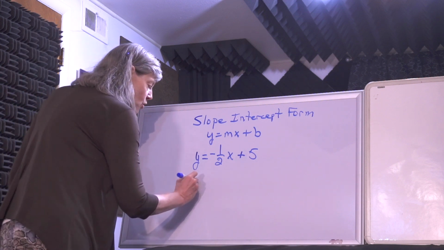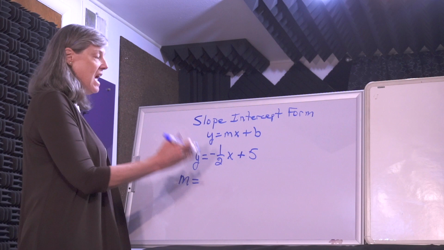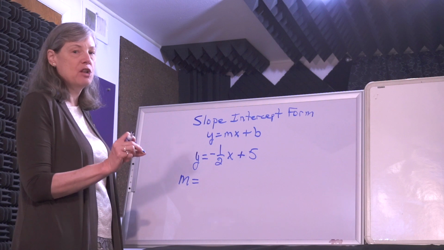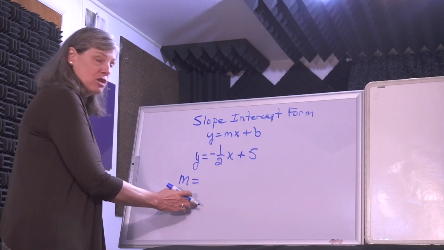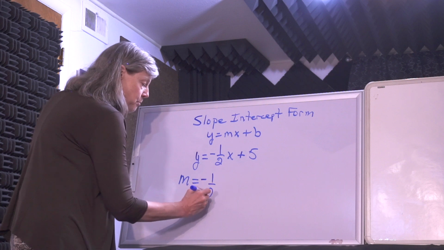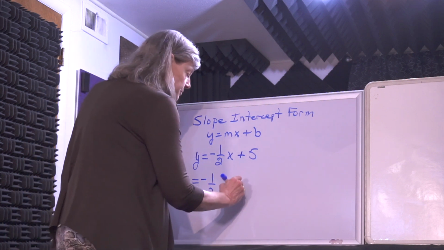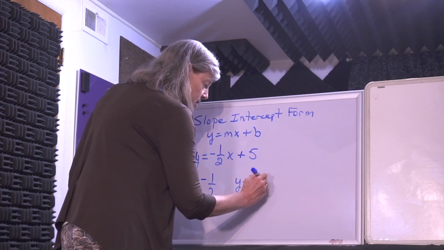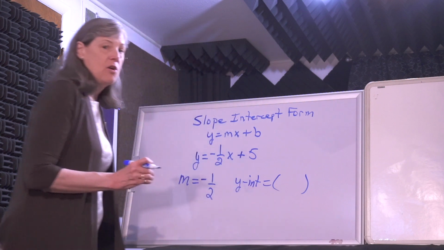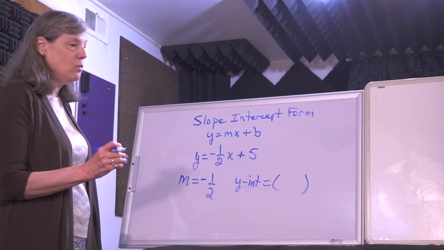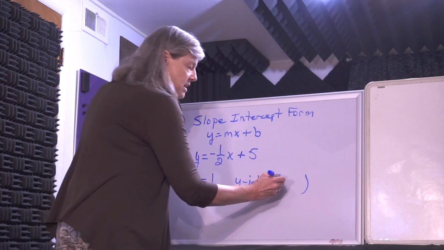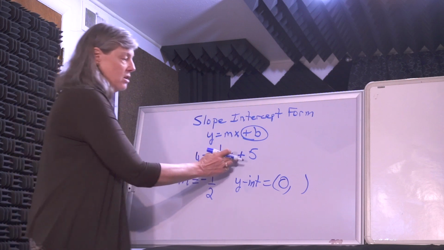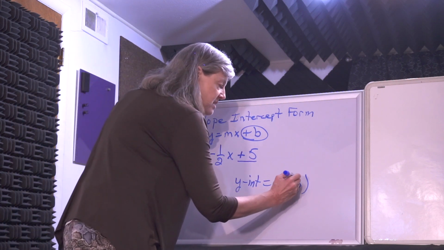So, slope, always with the letter m, is everything that is in front of the x. The x is never ever part of slope, just everything that's in front of it. So our slope here is negative 1/2. And then, y-intercept point, now, what is the x-coordinate in a y-intercept point always? 0. And b is our y-intercept point. So in this case, plus 5.